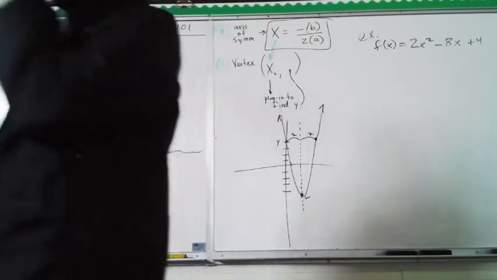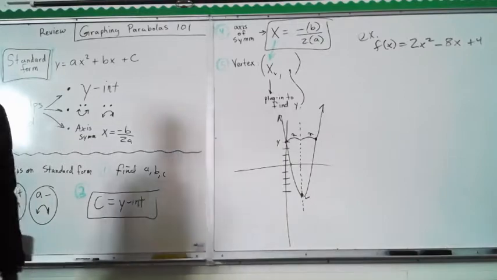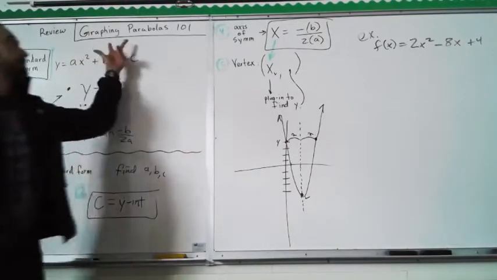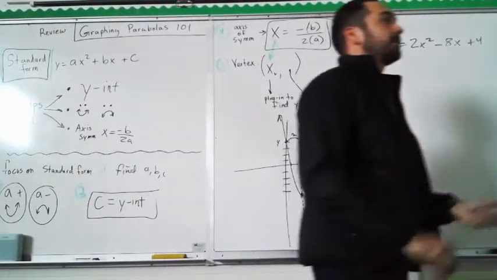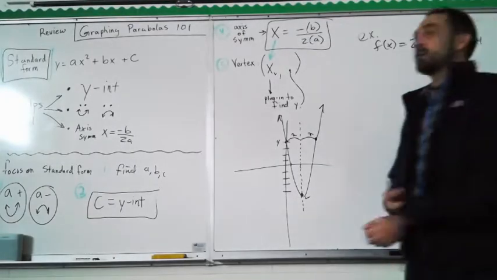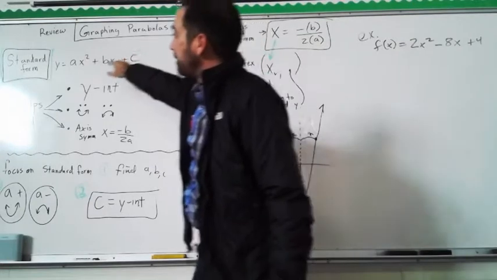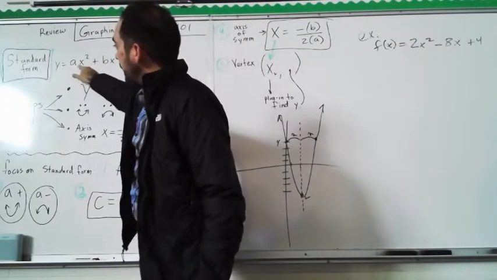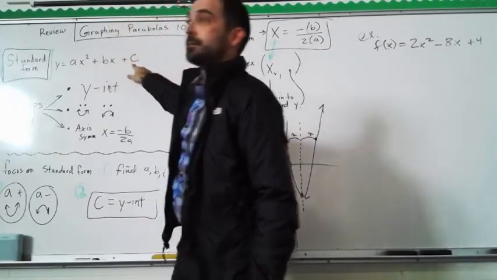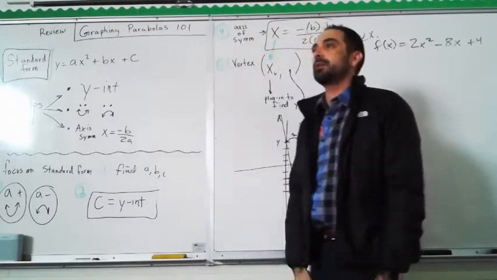Great. All right, let's look at what we have to accomplish today. Basically, we're just reviewing back to graphing parabolas. And I put it as 101 because it's back to the original that we learned right off the bat, which was our standard form, ax squared plus bx plus c. Okay? Yeah, I know, we've done this one before.